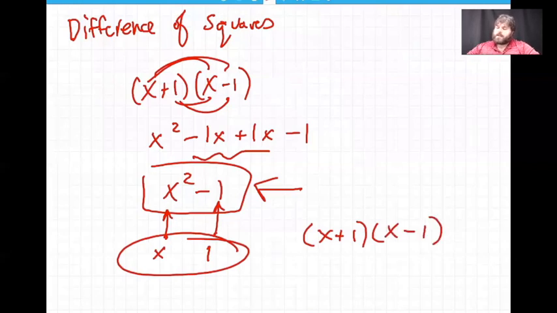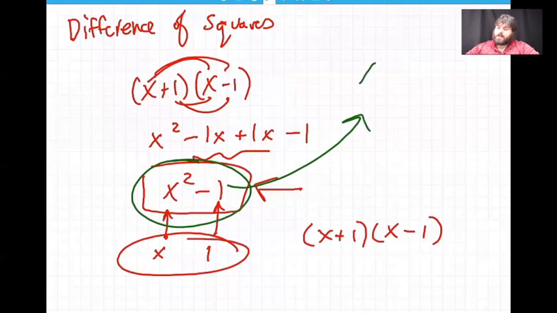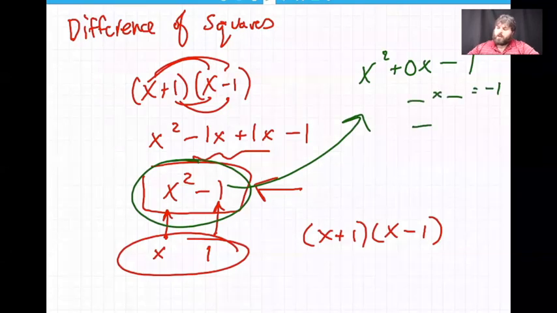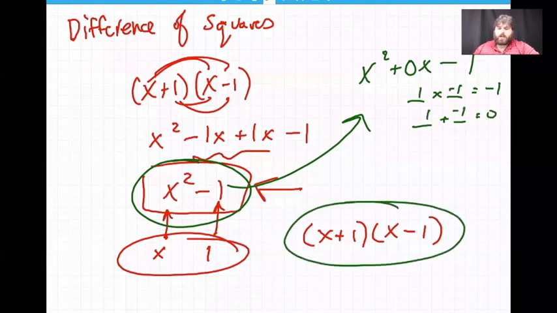Now with a problem like this, you could also rewrite x squared minus 1 as x squared plus 0x minus 1 and think of it as our normal magic number scheme. What two numbers multiply to be -1 that add to be 0? It's got to be 1 and -1. That's why we get x minus 1, x plus 1. So you could think of it that way. But ultimately, the problems can get harder to where you're kind of forced to think about it a different way.